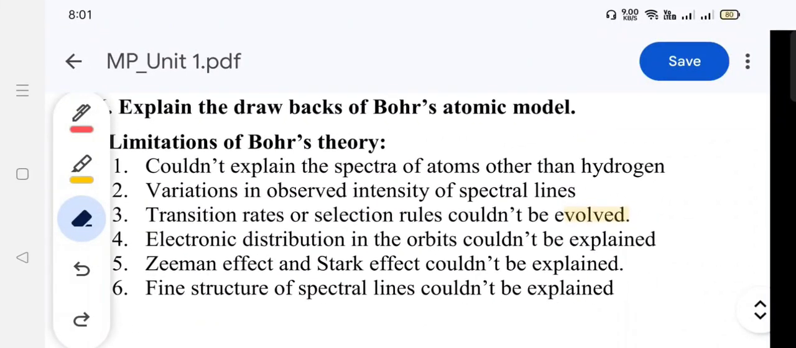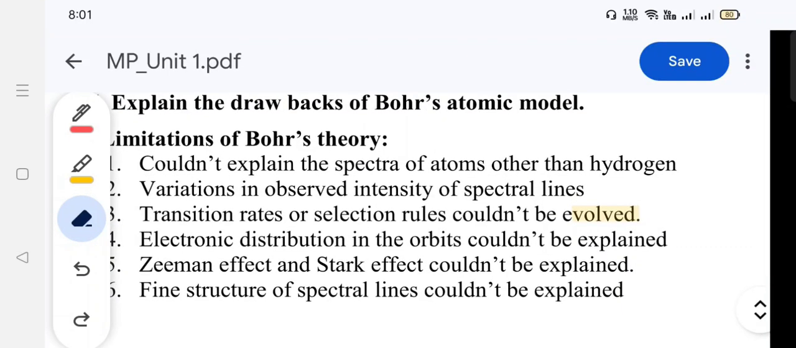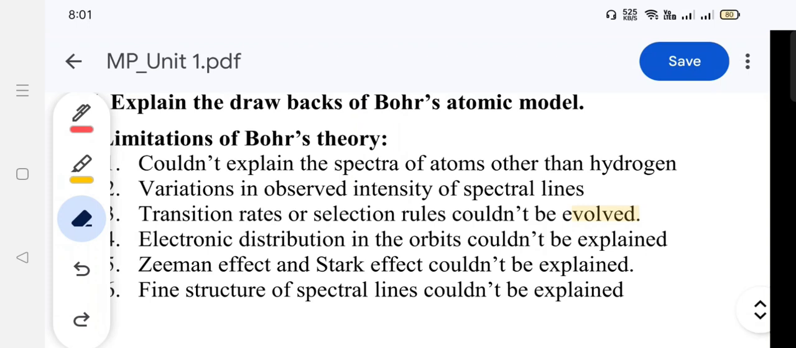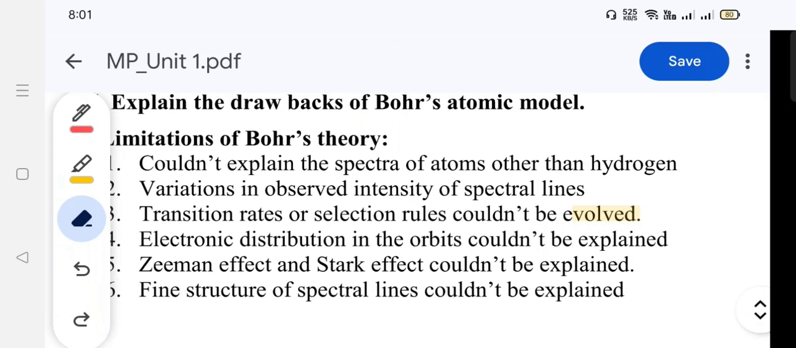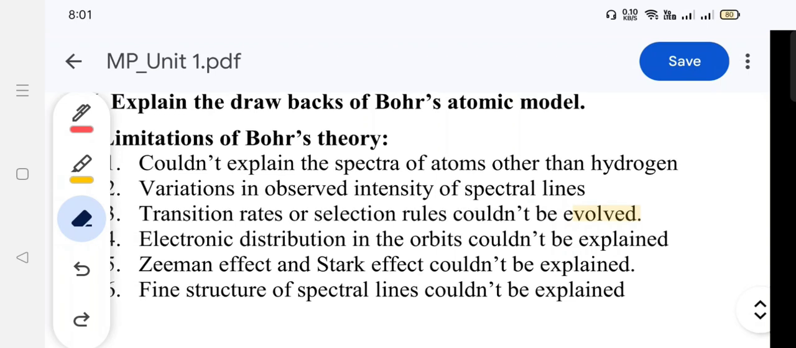Hello viewers, welcome to this video tutorial on the limitations of Bohr's atomic model and the Sommerfeld elliptical model. We are very much aware that Bohr's theory is the first theory which proposed proper orbits for electrons in the atom. It proposed that electrons revolve in circular orbits inside the atom, and only those circular orbits are allowed for which the angular momentum is an integral multiple of h by 2 pi.